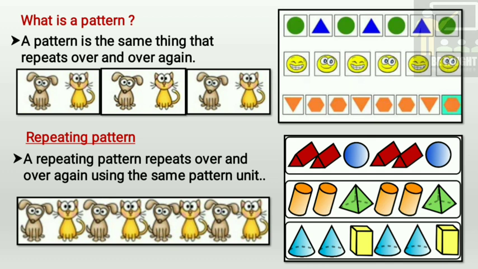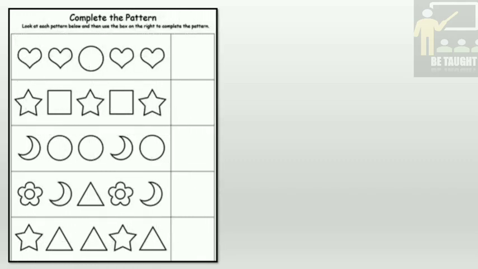Now let us revise what you have learned earlier in the previous standard. Complete the pattern. Look at each pattern below and then use the box on the right to complete the pattern. So as you can see over here in the first one, we have two hearts and then a circle and again two hearts. So which will be the next shape which will be over there? Yes, it will be the circle.